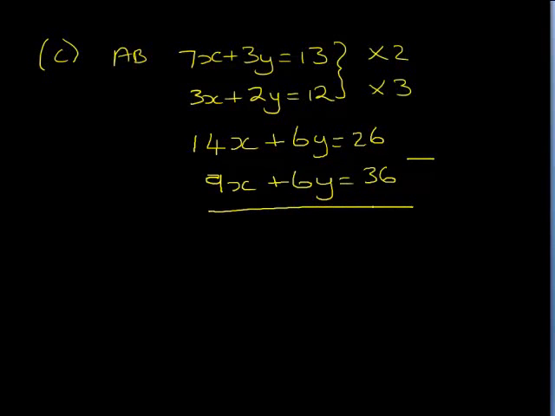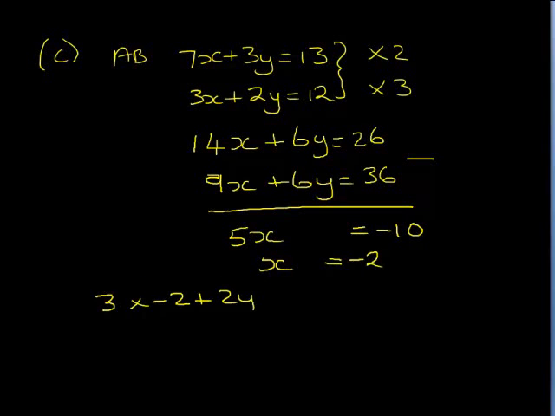Take those two equations away. So we find that x is minus 2. And substituting x equals minus 2 in the second of the two equations at the top of this page gives us 3 times minus 2 plus 2y equals 12. And following from that, y equals 9. So the point of intersection is (minus 2, 9).